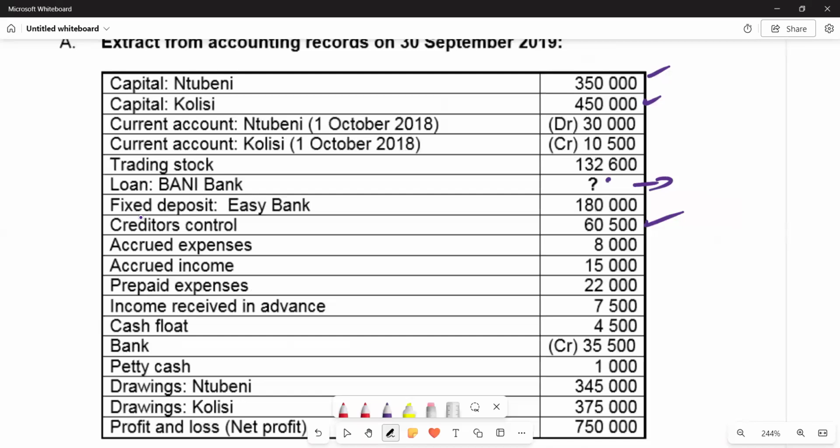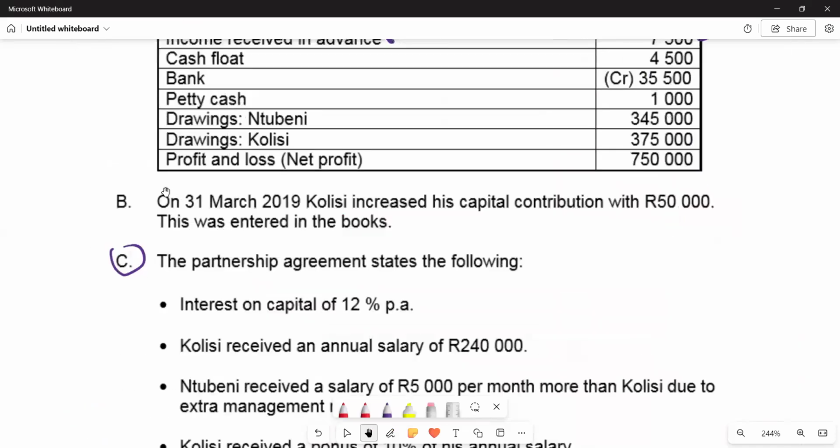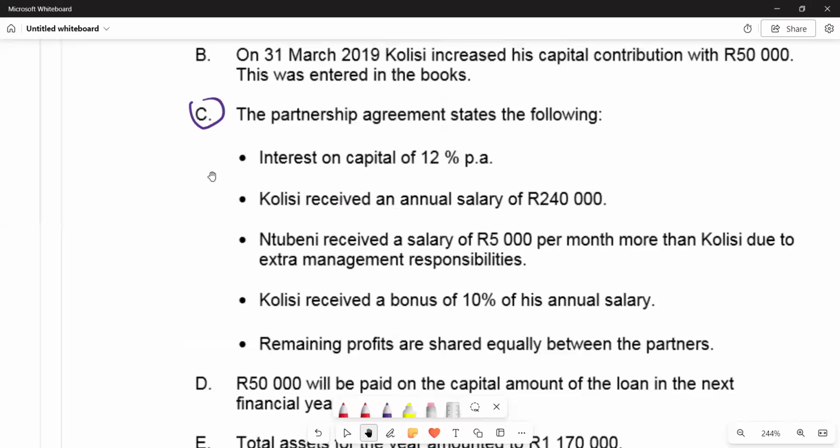60,500. Then we check for accruals of expenses. We have accrued expenses here, 8,000. Then we check prepayments of income, or income received in advance. We have it here, which is 7,500. So we're going to add the three, 60,500 plus 8,000 plus 7,500. So we go under the section and add that to represent our trade and other payables.